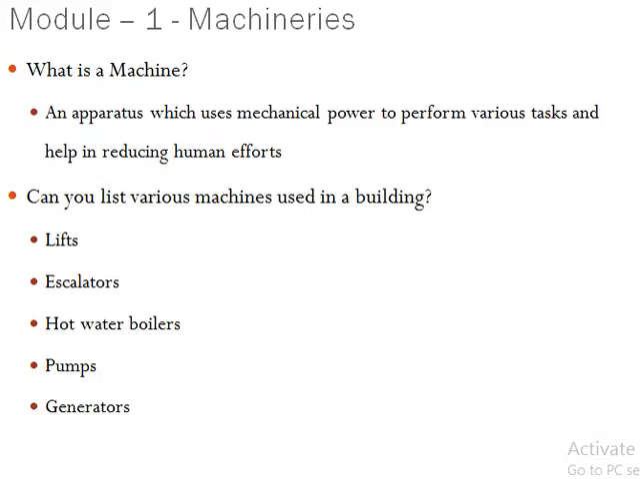Let's start with module 1 of our subject Building Services and Repairs. So module 1 deals with various machineries. Now let's discuss what is a machine. It is simply an apparatus which uses mechanical power to perform various tasks and helps in reducing human efforts. So you see, any machine basically helps us in doing our tasks with less physical energy, right?